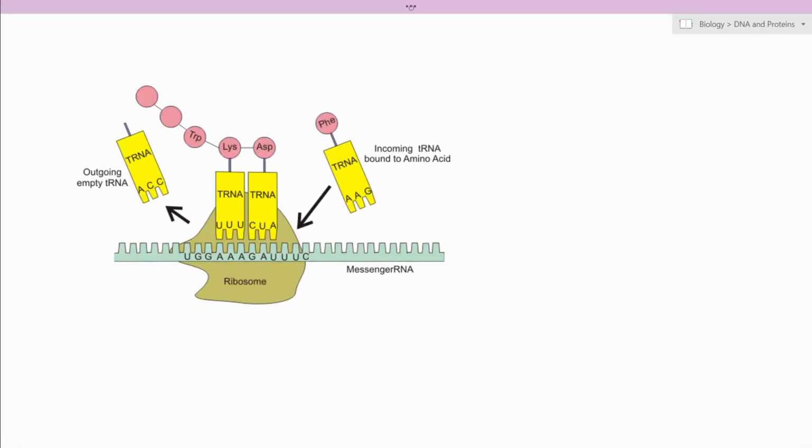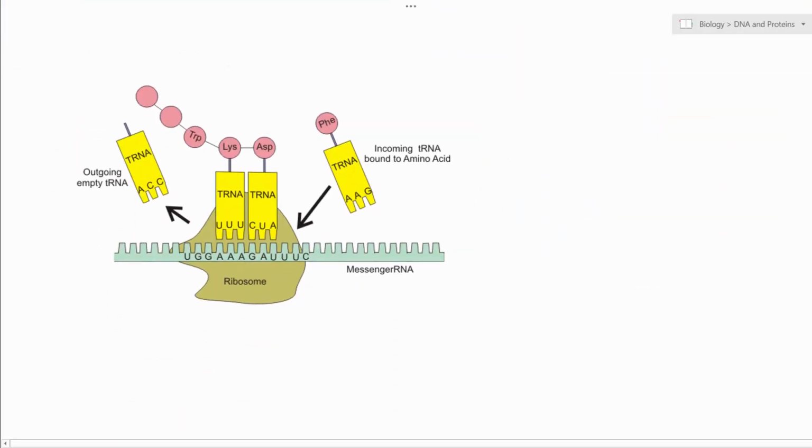So we've got messenger RNA here. This process here, this diagram, is pretty much showing us translation. So this is part 2 of protein synthesis. This is translation here. So we've got a messenger RNA strand, and we've got something called a ribosome.